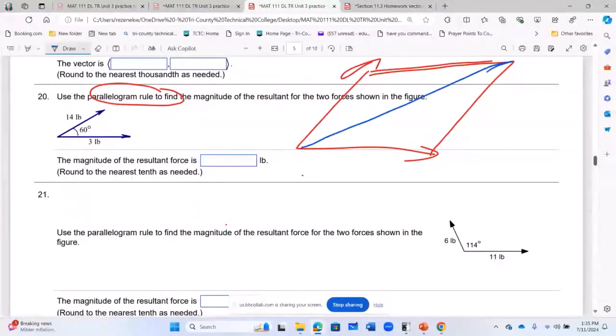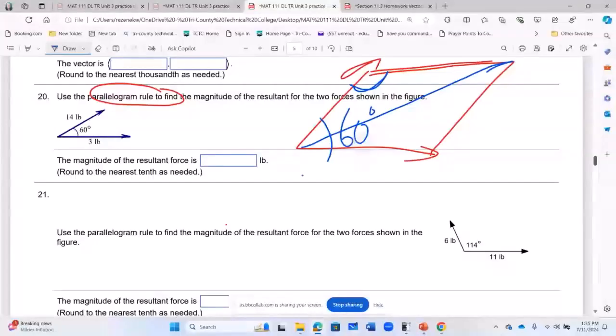What do I really know? I'm given that this angle is 60 degrees. Adjacent angles of a parallelogram are supplementary, so if this is 60, this is 120. But the angle here is not 30. You don't want to do that. Use the parallelogram law to find the magnitude of the resultant. This is the resultant. The diagonal is the resultant vector.